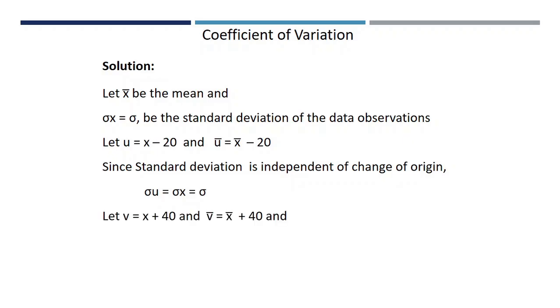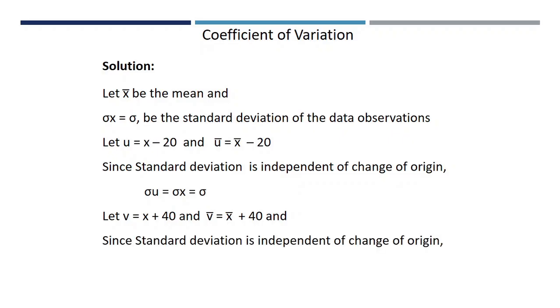And we have v is equal to x plus 40. Then v bar is equal to x bar plus 40. That means add 40 to the existing data set's mean. And since the standard deviation is independent of the change of origin, the standard deviation of the new set, sigma v, is equal to sigma. So here, after changing the values of the data observations by a constant 20 in the first set, there is no change in the standard deviation.